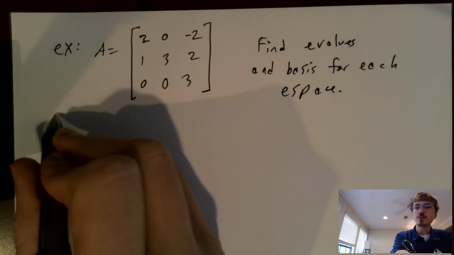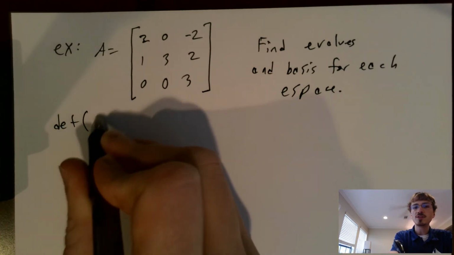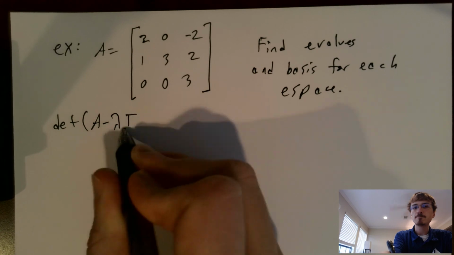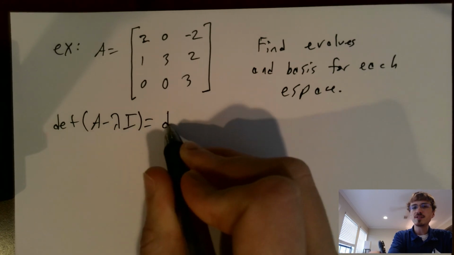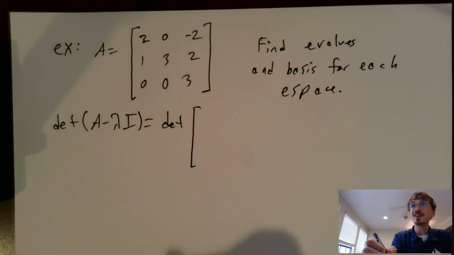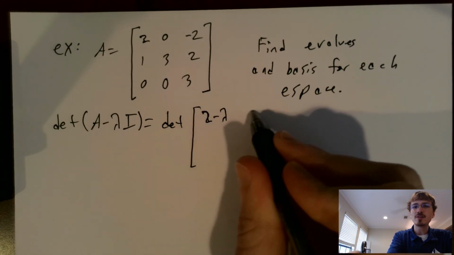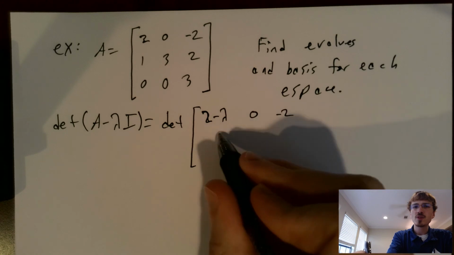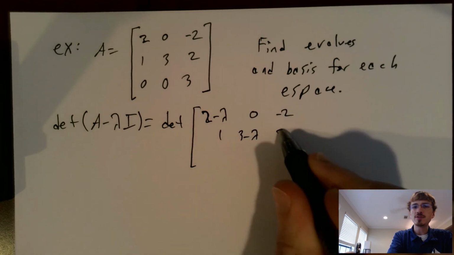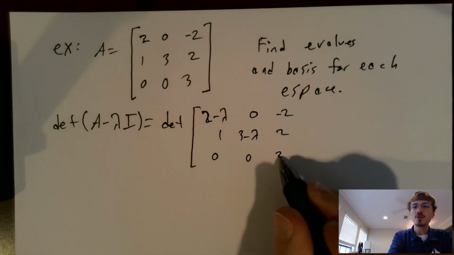So you're probably not surprised. We're going to start off with computing the determinant of A minus lambda I, which in this case is the determinant of the 3 by 3 matrix, our favorite: 2 minus lambda, 0, negative 2; 1, 3 minus lambda, 2; 0, 0, 3 minus lambda.